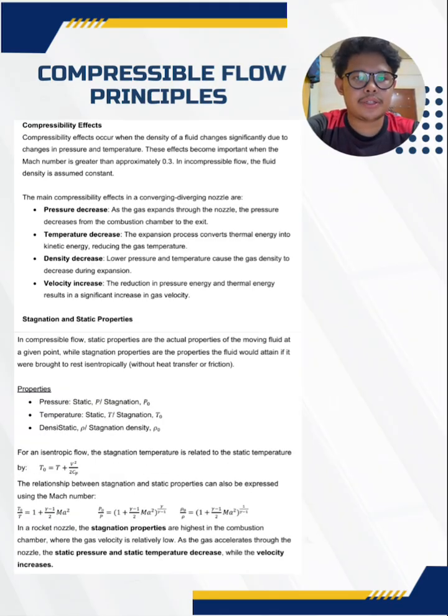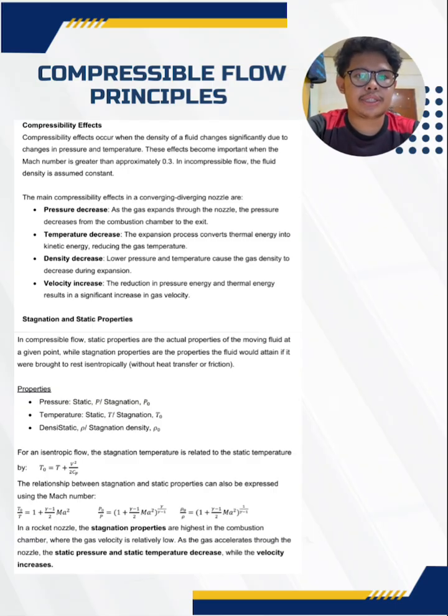The next part is the compressibility effects. Compressibility effects occur when the density of a fluid changes significantly due to changes in pressure and temperature. These effects become important when the Mach number is greater than approximately 0.3. In incompressible flow, the fluid density is assumed constant. The main compressibility effects in a converging-diverging nozzle are: the first, pressure decrease. As the gas expands through the nozzle, the pressure decreases from the combustion chamber to the exit.